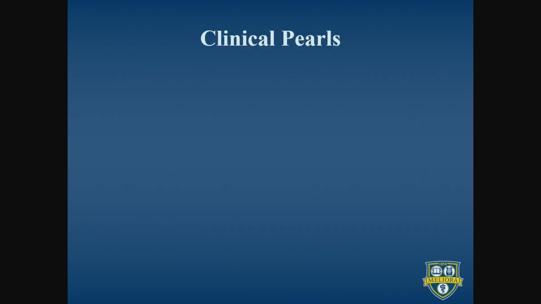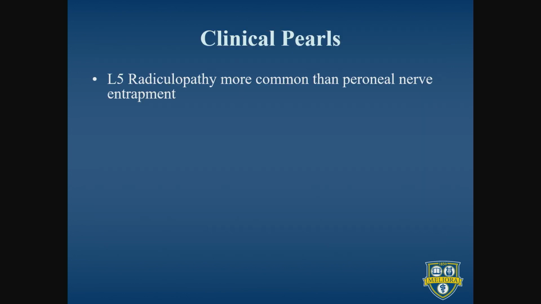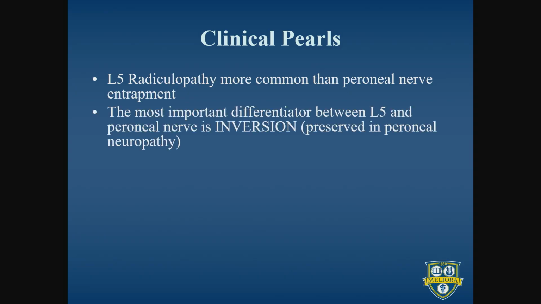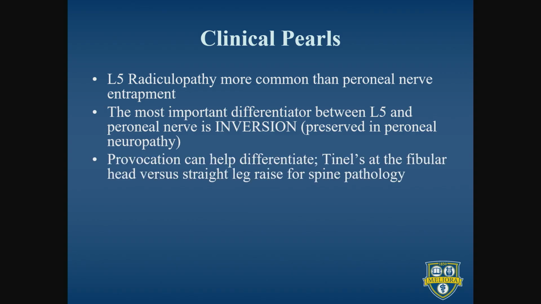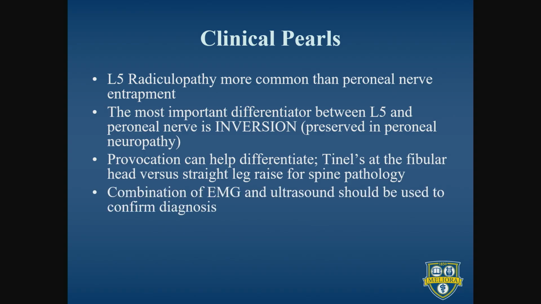He doesn't have an outcome yet, but just in summary, L5 radiculopathy is more common than peroneal neuropathy. So I'm not trying to say everything can be cured with this nerve, but you've got to be suspicious about it. The differentiator that you're looking for, if you have this, it's really nice. Inversion is preserved with peroneal neuropathy. I like provocation, tap of the nerve, try to manipulate it. If it gives them symptoms, you might be onto something.